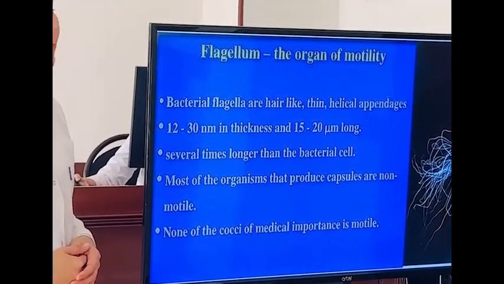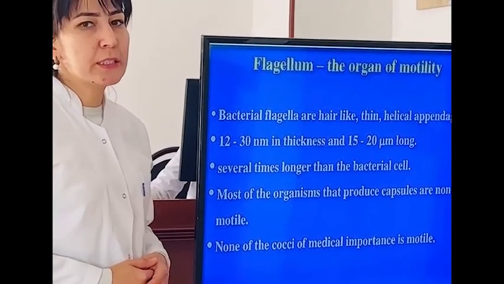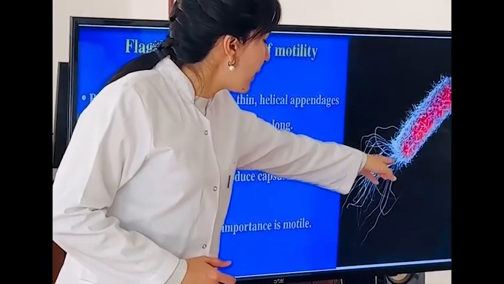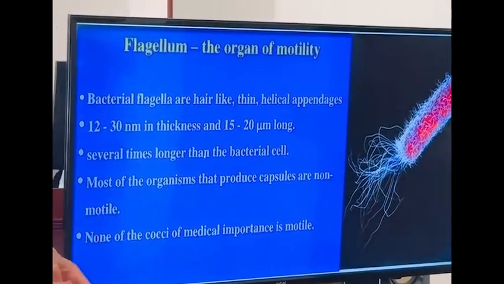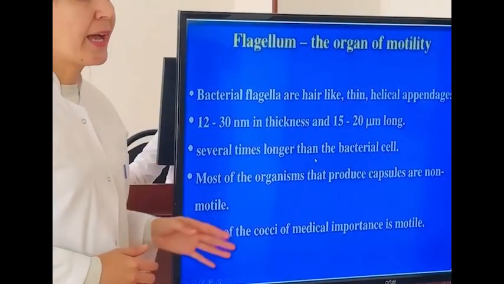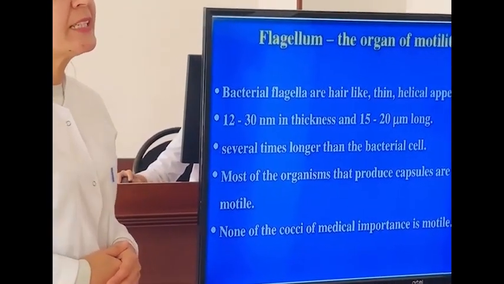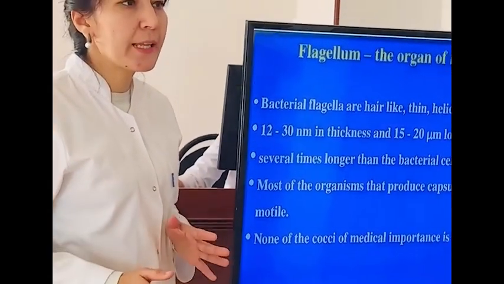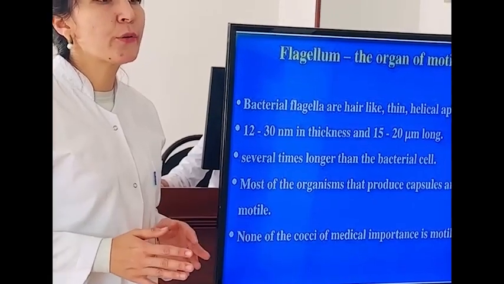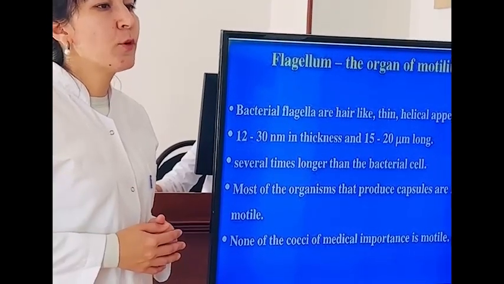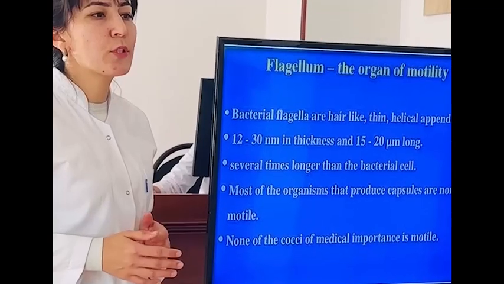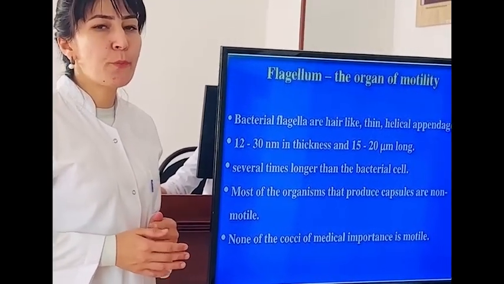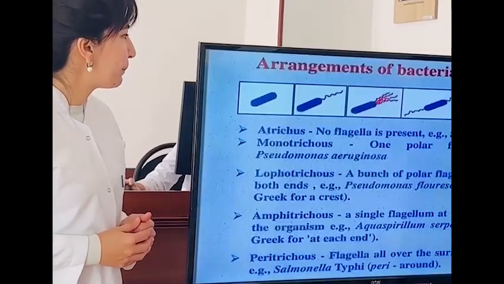Flagellum, the organ of motility, is one of the important organelles of bacteria. Here we can see many types of flagella. A bacterial flagellum is a hair-like, helical appendage, about 12 or 13 nanometers thick and several times longer than the bacterial cell. Most of the organisms that produce capsules are not motile, and none of the cocci of medical importance is motile.